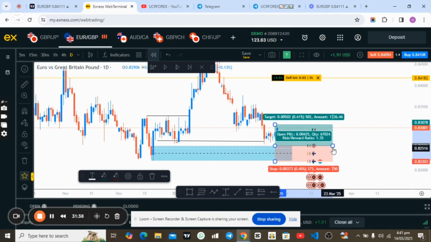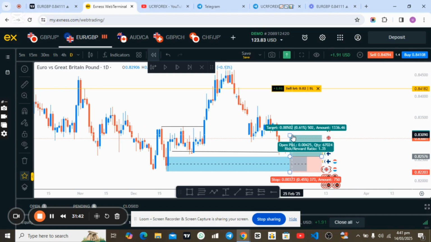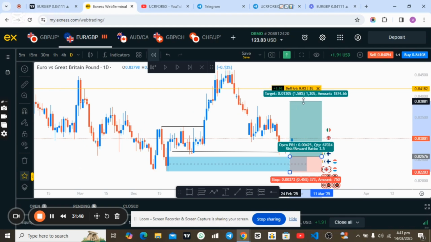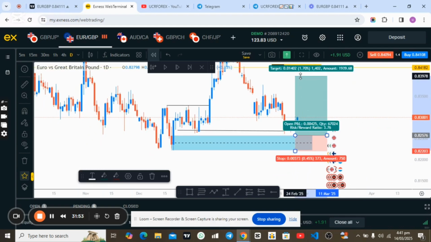We are not using the daily time frame point of interest. We actually refined the daily time frame point of interest. Our TP was somewhere around there, 136 pips, somewhere around there. I think that is it now. 136 pips, something like this.